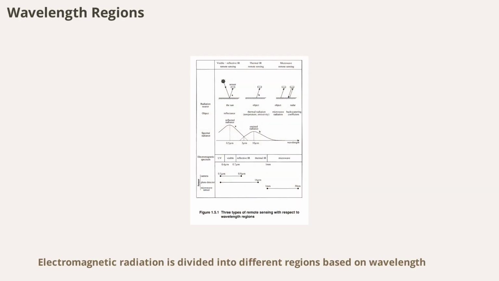Electromagnetic radiation is divided into different regions based on wavelength, including gamma rays, X-rays, ultraviolet, visible light, infrared, and radio waves. Each region has unique properties and applications in remote sensing. For example, visible light is used for color imagery, while infrared is useful for temperature measurement and geological studies. Microwave radiation is often used in radar systems. Understanding these regions helps in selecting the appropriate sensors and interpreting the data they collect.